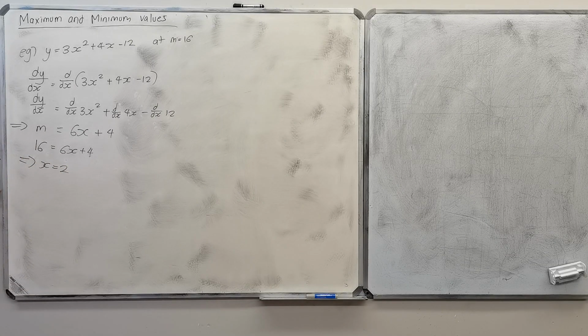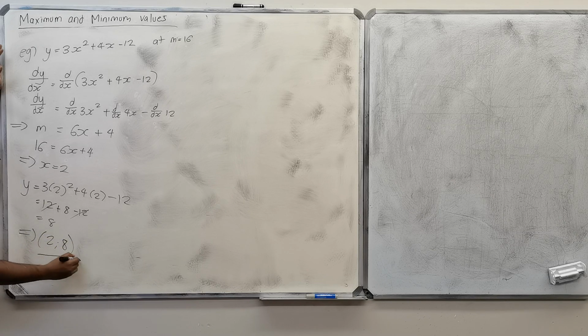How would you get your y value? Put it back in your original equation. So y is equal to 3 times 2 squared plus 4 times 2 minus 12. 2 squared is 4, times 3 is 12, plus 8 minus 12, cancel, 8. So the coordinates where the gradient is equal to 16 is at (2, 8). You understand it? That's not difficult. That's just me reminding you that the first derivative is your gradient. For maximum and minimum points, you let that gradient equal to 0.